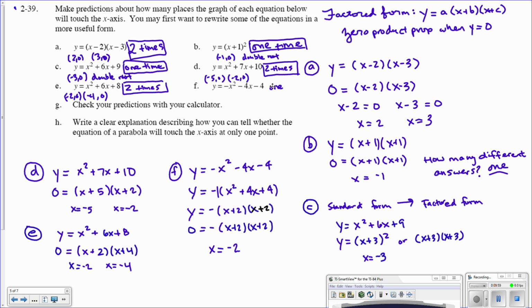Now all of these graphs only touch one time, you have to think about it. How could a parabola only touch the x-axis in one place? What point does that have to be? In this case here, we call that a double root. But all these ones here where it touches just once, remember that's got to be the vertex. That's going to be the vertex. And you can go ahead and check it by graphing it on the calculator.